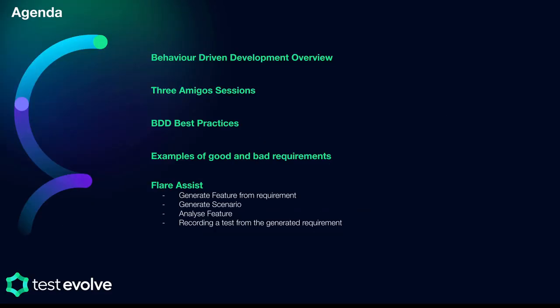In terms of an agenda for the webinar, we'll take an overview of behavior-driven development, and then we'll dive in deeper onto things like the 3 Amigos sessions, BDD best practices, and some examples of good and bad BDD requirements. And then we'll do a demo of Flare Assist, our new AI integration. So we'll look at generating a feature from a requirement, generating a scenario for an existing feature, analyzing a feature, and we'll look at recording a test from a requirement that's been generated using Flare Assist.